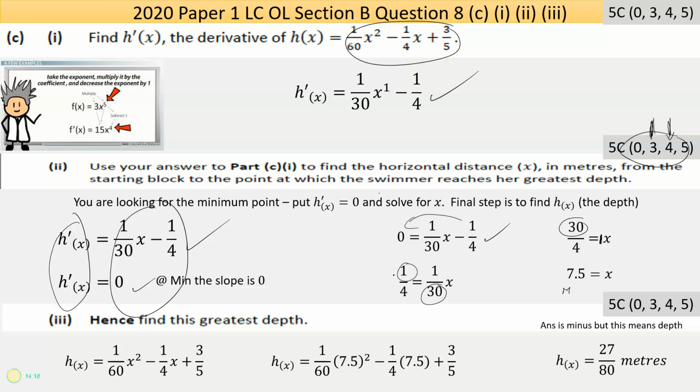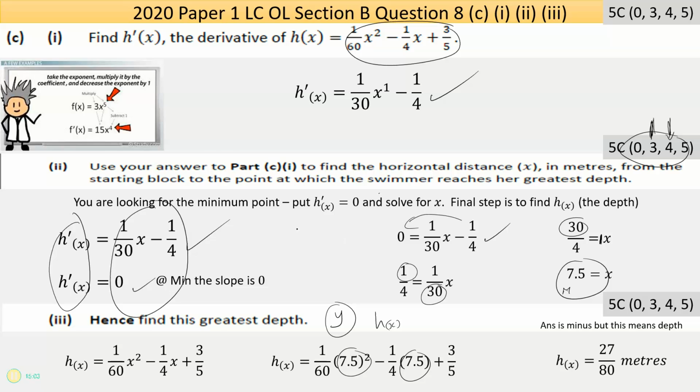Now, the thing is, at the end it says, find the greatest depth. So we found the x value, for lack of a better word. They're asking us to find the y value. Or in this case, it's the h of x value. So we can use our original equation, which gives us the depth. Now, we want to find that at the minimum point, which is the 7.5. Put that through the equation, use the calculator, and I got 27 over 80. Could have gone decimal. It doesn't say what to do. Now, the answer that comes out in the calculator is going to be negative, but that just means it's a depth, so you can ignore it, because we understand the logic of what's happening here.